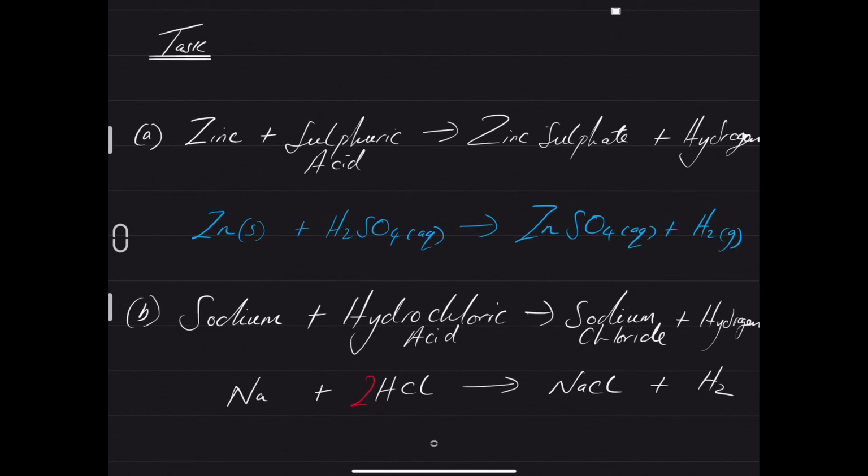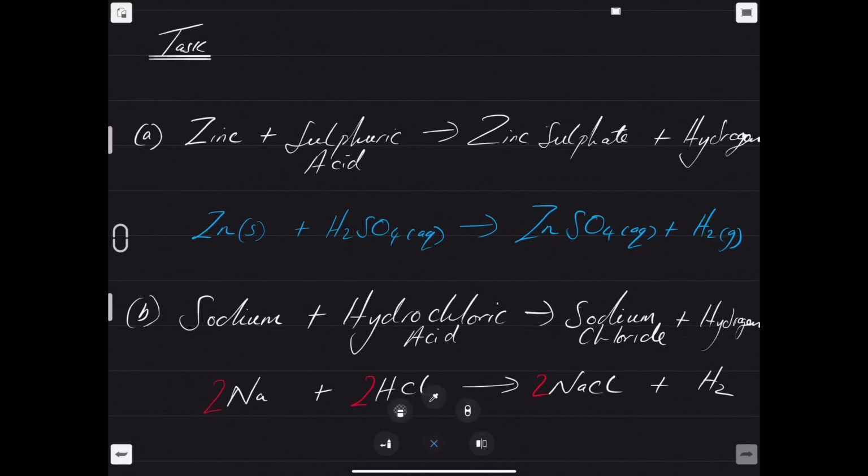Now the hydrogens are balanced. If we go through and check the chlorines, we can see we have a problem now. The left hand side has 2 chlorines, the right hand side has 1 chlorine, so let's put a 2 there and see what happens. Now the hydrogens are fine, the chlorines are fine. The sodium seems to be a problem here, where you have 2 on the right hand side and 1 on the left hand side, so let's just put a 2 here. Now check it through. You should find that all the elements balance: 2 sodiums, 2 hydrogens, 2 chlorines.